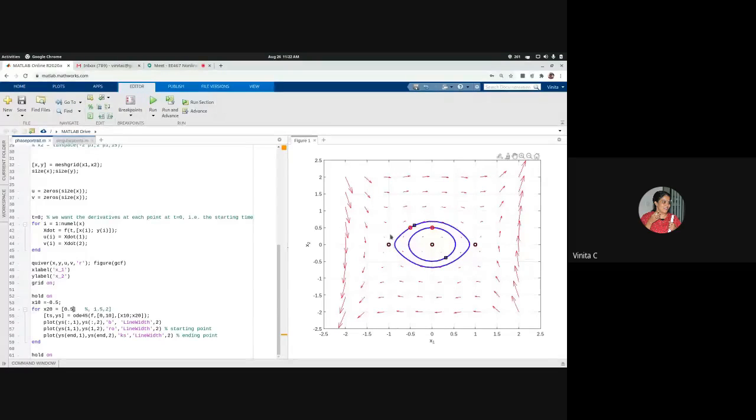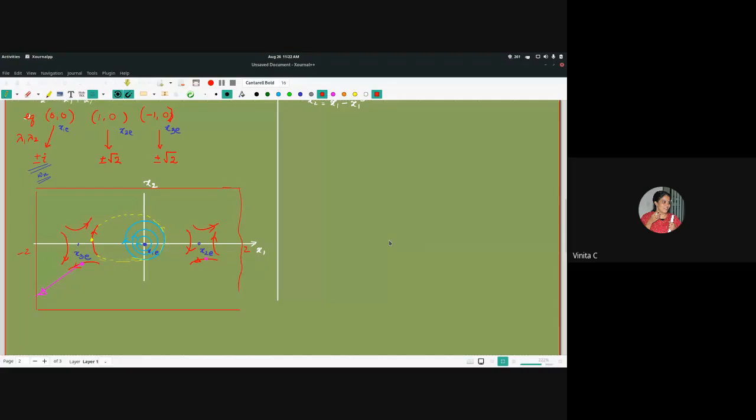Whatever point we give near the other two equilibrium points, since they are saddles, it tries to go away from the system. So finally the system will look like this, and whatever trajectories are there will try to go away from the system like this. Okay, this is how the phase portrait of this system looks.